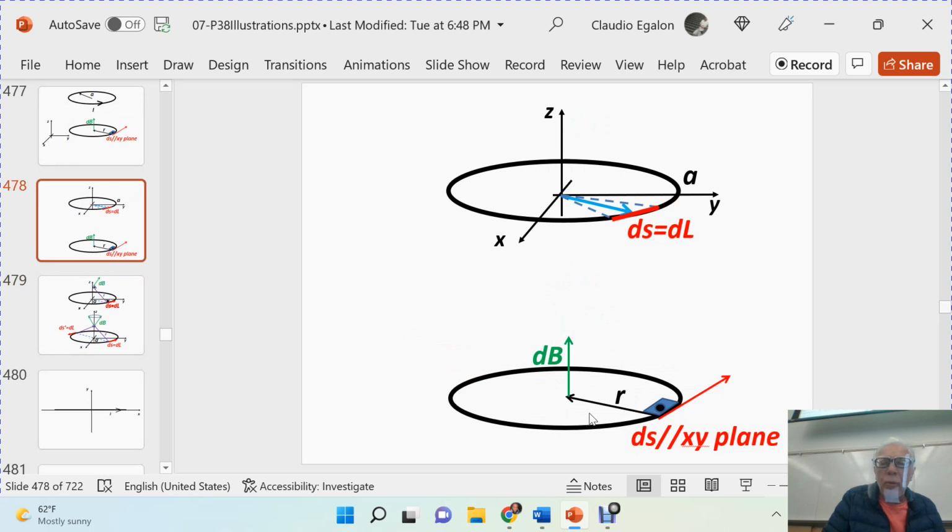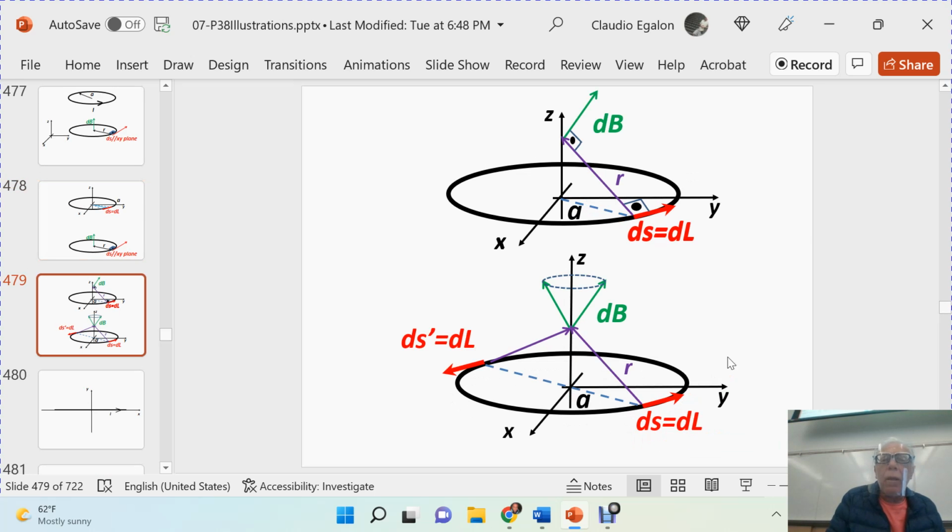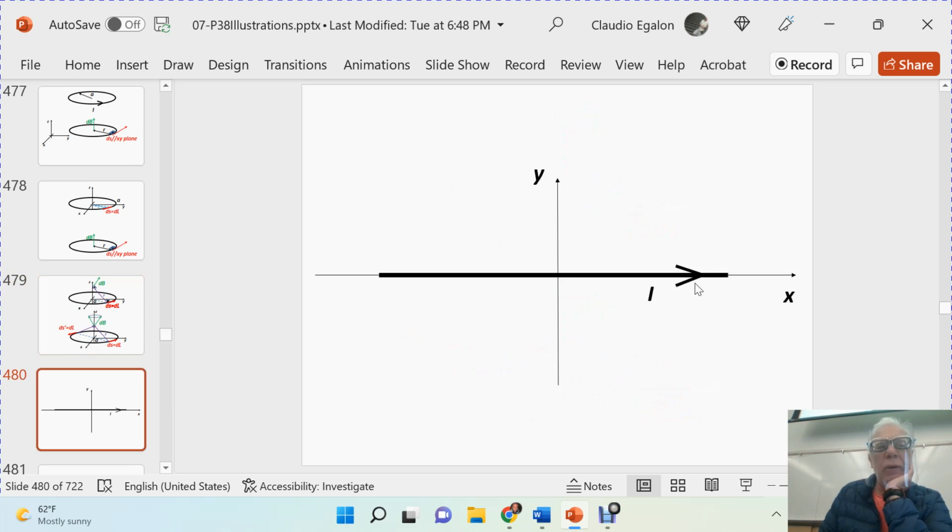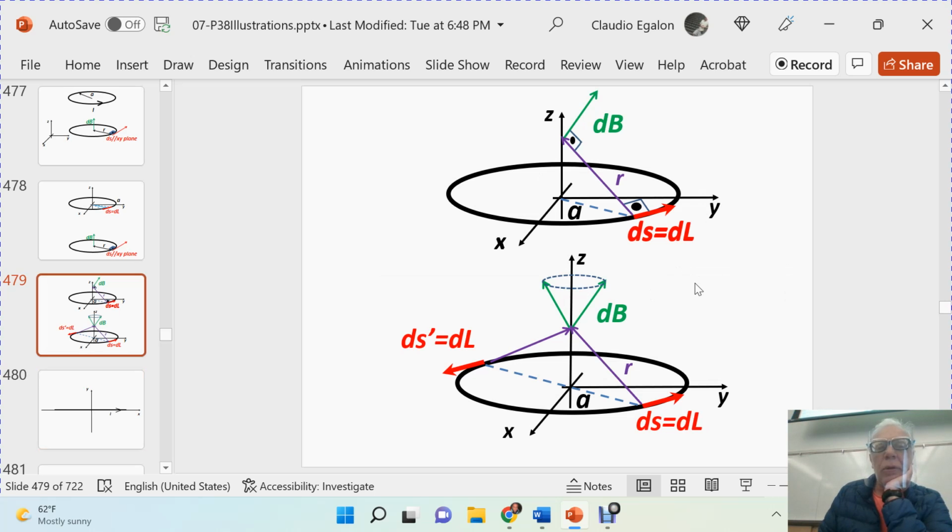Notice that at the very center of the loop, in the plane of the loop, the magnetic field is going to be vertical. But what happens if we go to points higher along the z-axis? The magnetic field is going to make an angle with the z-axis. The components of the magnetic field in the xy plane are going to cancel out, so we end up with a magnetic field along the z-axis, parallel to the z-axis.